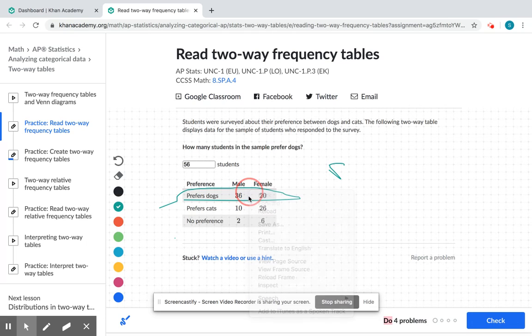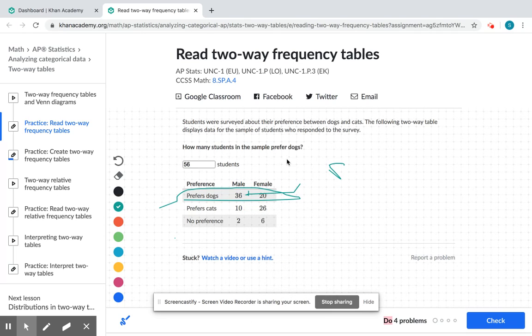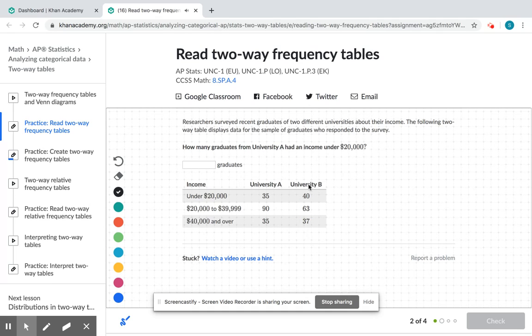So I added these. It's acting up today. But 36 plus 20, and you'll get 56. Okay, let's check that. That's correct, right? Let's just go to the next question.